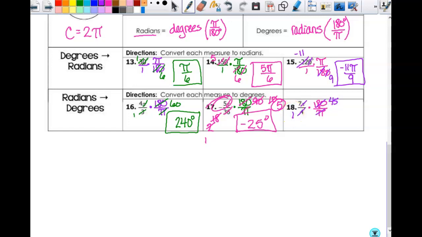We'll get there. I'm not doing that right now. Absolutely not necessary right now. Okay, what's 7 times 45? 315. All right, any questions at all?